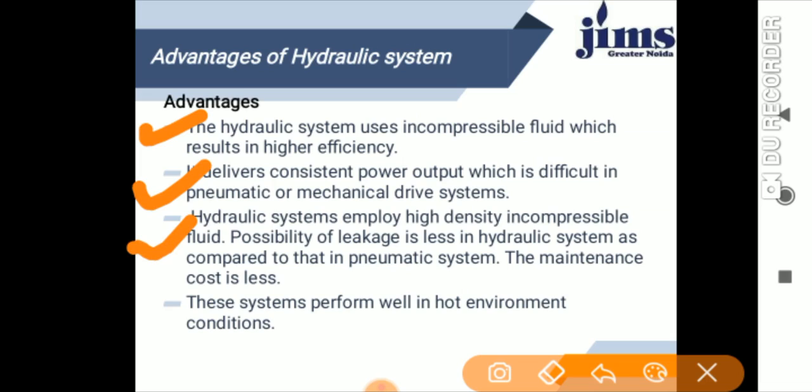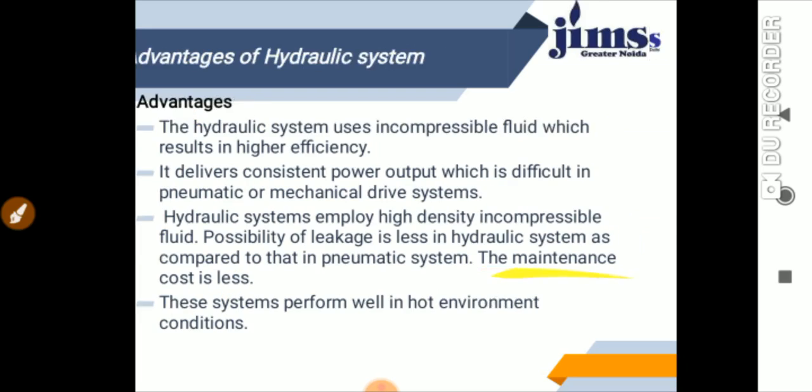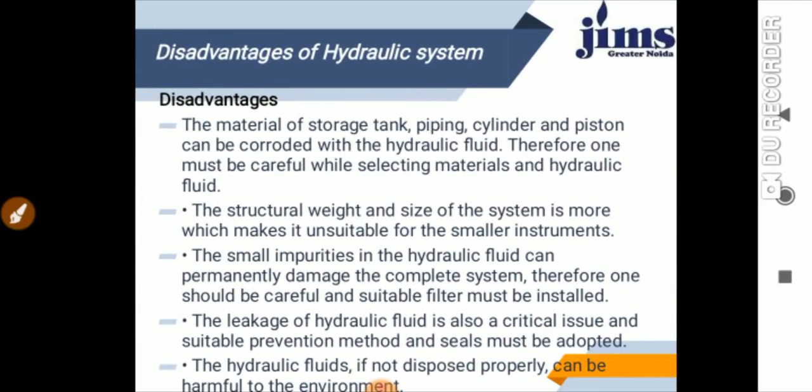Next to this, the hydraulic system employs a high density incompressible fluid. The possibility of leakage is less in a hydraulic system as compared to that in a pneumatic system. So the maintenance cost is very less. This system also performs well in hot environment conditions. So these are all about the advantages of the hydraulic system.